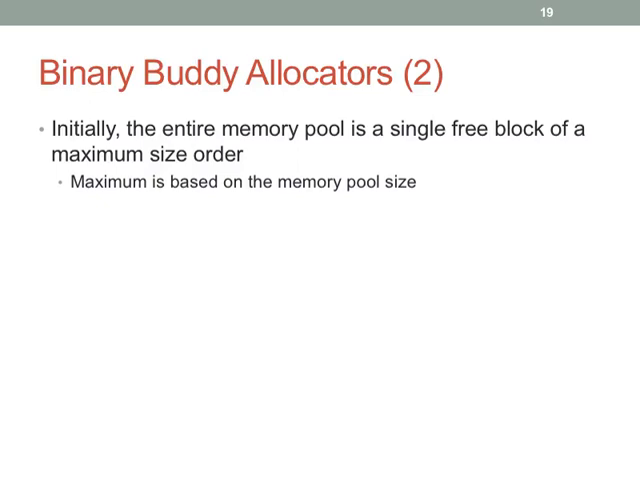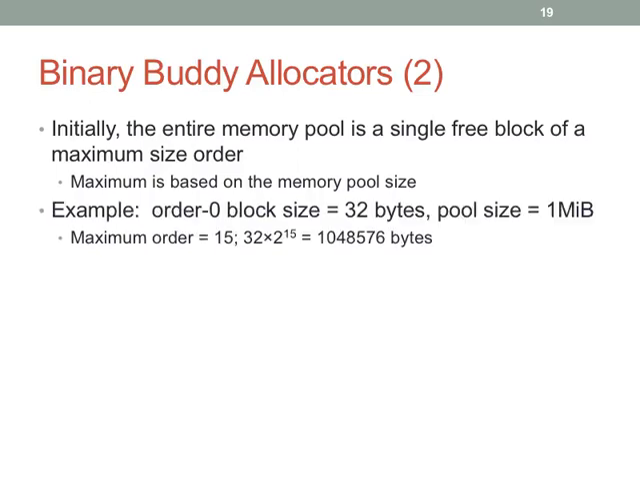Okay, so initially you start out with the entire pool being 1 block of the maximum size order that will fit. Okay, so whatever that maximum size order is going to be based on the pool size. So this is just a simple example. If you have 1 megabyte, or technically that's 1 mebibyte if you understand that term. So we have 1 megabyte of memory. The order 0 block size is 32 bytes. So it's just how many 32 byte blocks can I fit into 1 meg? And you would see that the maximum order that you can possibly fit in is 15. Okay, so 2 to the 15 times 2 to the 5 is going to give you 2 to the 20.